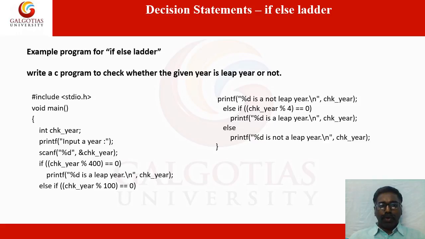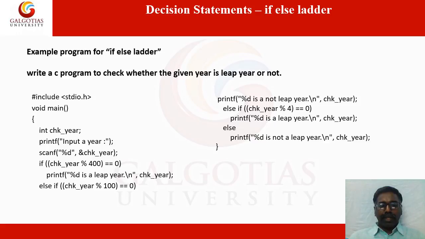Now we are going to check whether the given year value is a leap year or not using the elif ladder concept. Get the user input year and store it in a variable, and that value is going to be modulo divided by 400. If it is equal to 0, then surely it is a leap year.